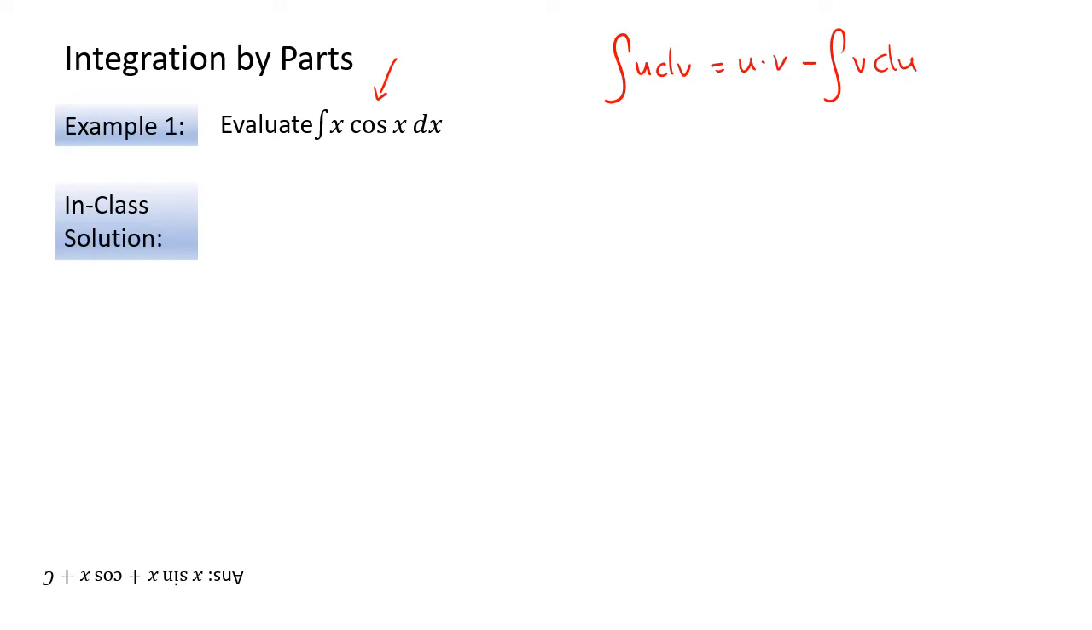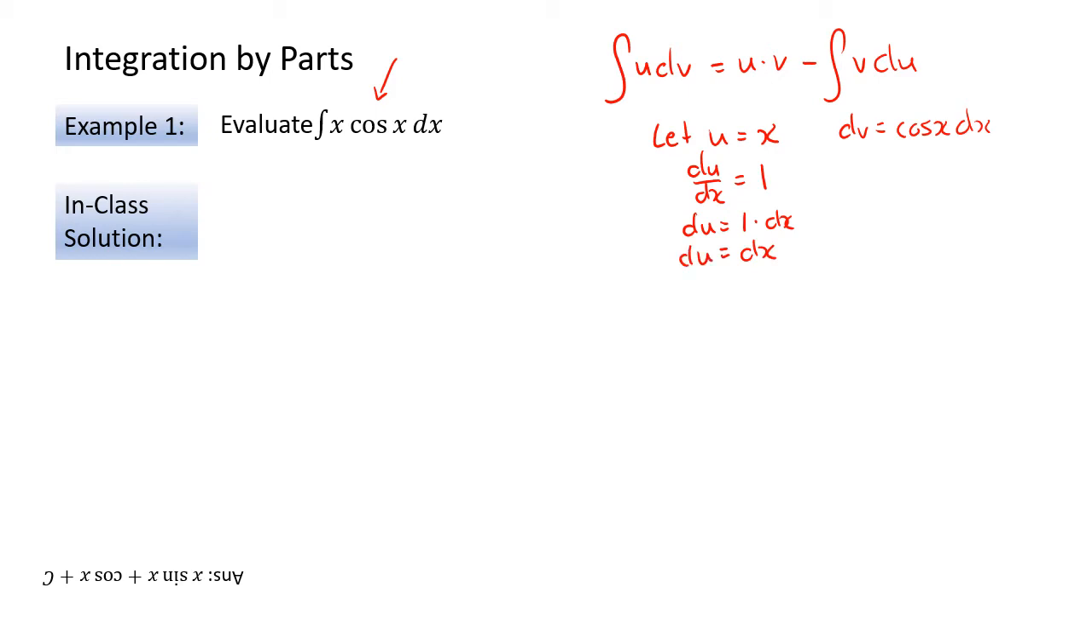So I'm going to again just go from left to right here. I'm going to let u equal x and dv equal to the remaining term, cosine of x dx. So what I need now is du. If I take the derivative, du by dx is simply 1. So if I want to solve for just du, du is equal to 1 times dx, or just dx.